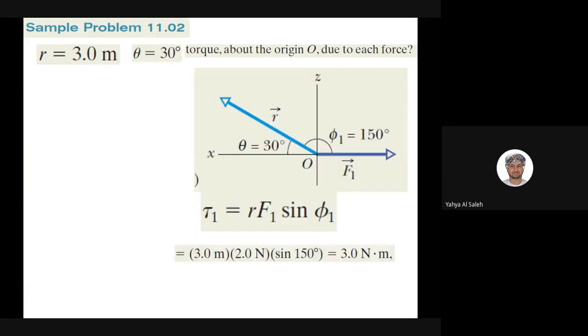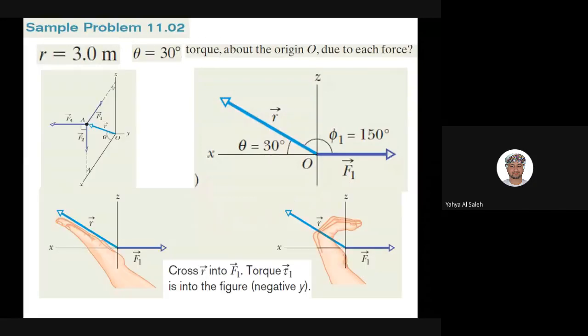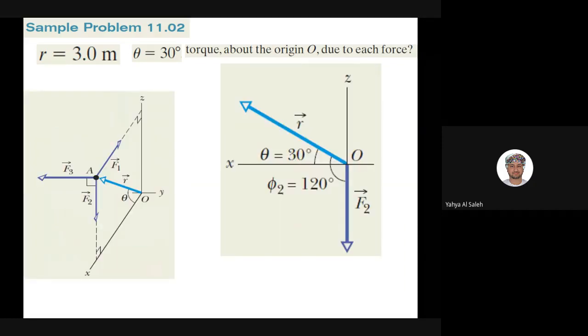In which direction is this 3 Newton meters? Well, if we do our right-hand rule, like we studied in chapter 2, we will have R cross F, and I will end up with it going into the page. So into the y-axis.